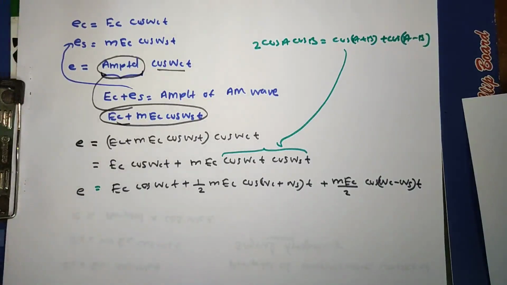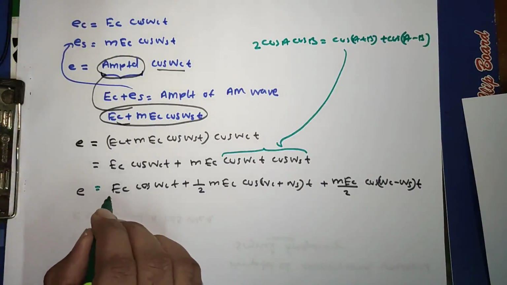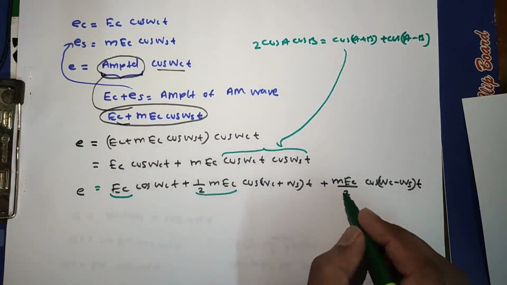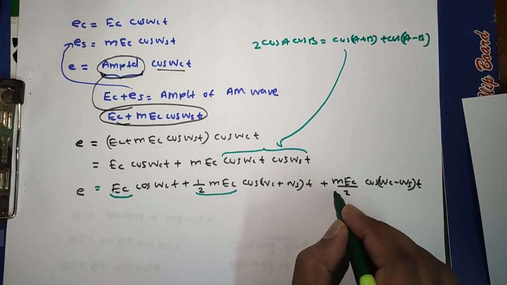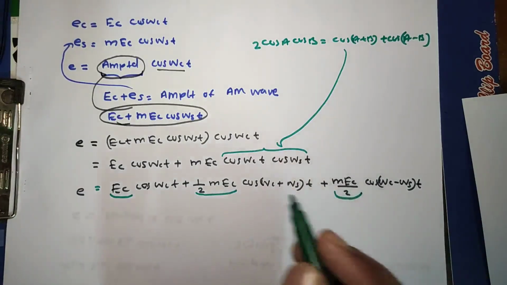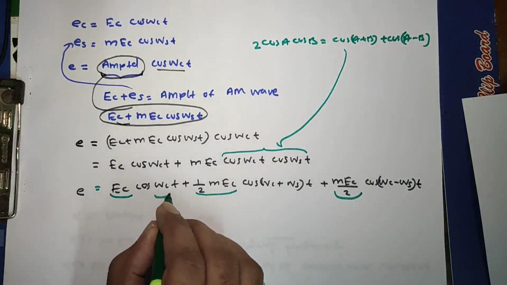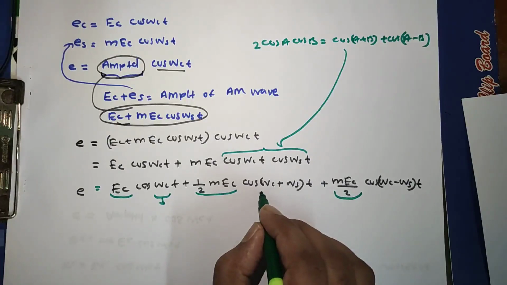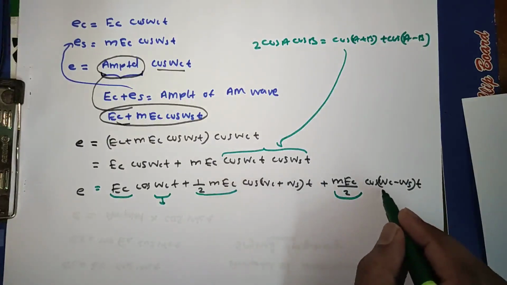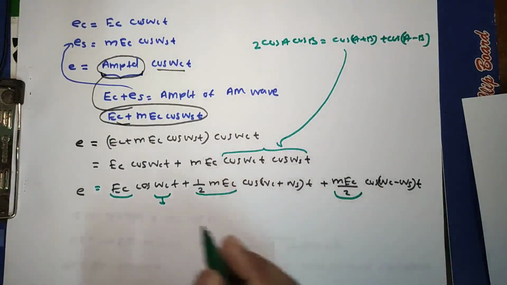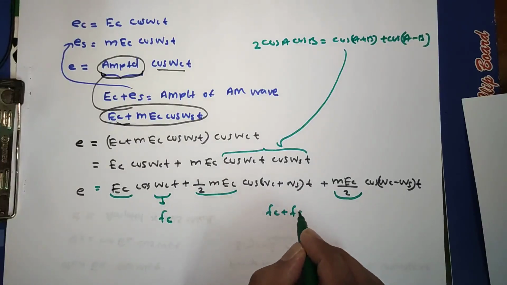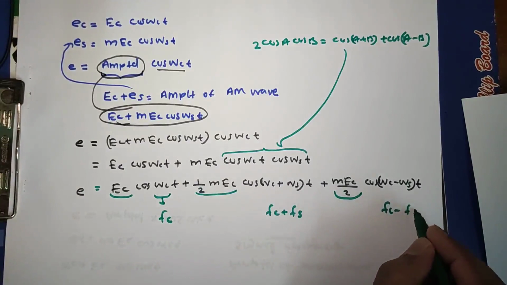Now if we analyze this wave, we can find that here we have an amplitude EC, another amplitude is 1/2 MEC, another amplitude is again 1/2 MEC, and we have three frequencies. First one is omega C, the angular frequency of the carrier wave, another component is omega C plus omega S, and another component is omega C minus omega S. Now the corresponding frequencies will be FC, FC plus Fs, and FC minus Fs.